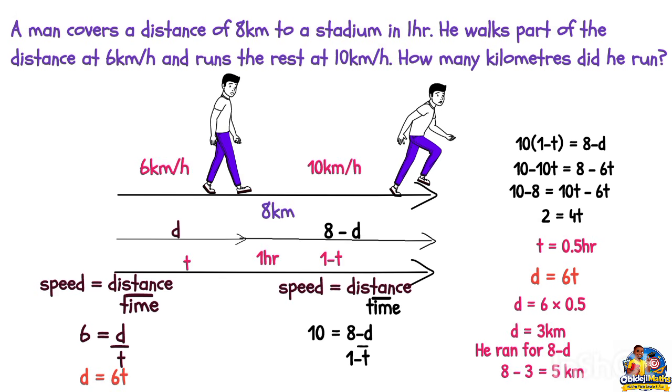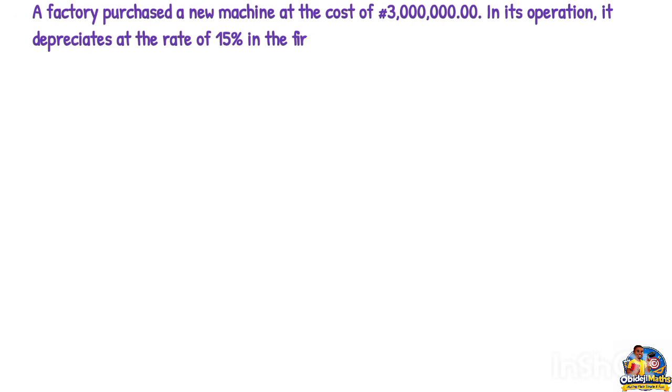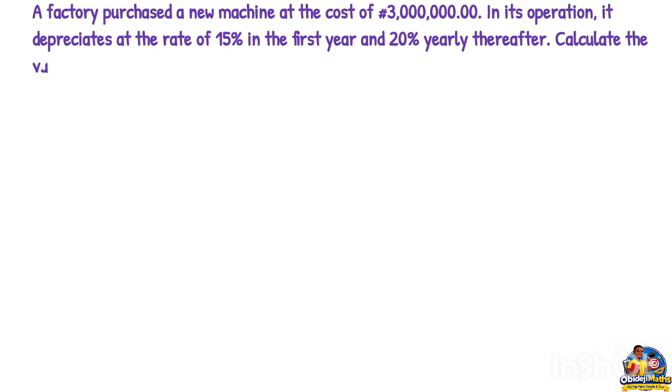Next question. A factory purchased a new machine at the cost of 3 million naira. In its operation, it depreciates at the rate of 15% in the first year and 20% yearly thereafter. Calculate the value of the machine at the end of the third year. Now, let's go straight to the solution. The cost price is 3 million naira.